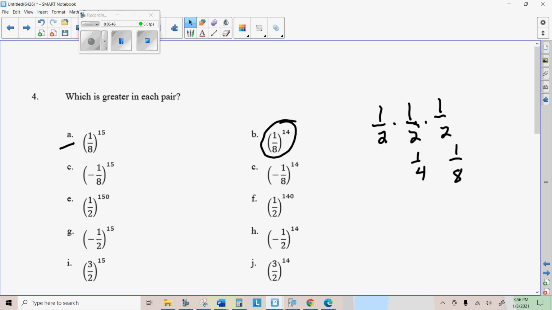Now remember what the odd power does to a negative, that this one will actually be a negative number, where this one will be a positive number because it has an even power. So for sure the positive one is going to be greater.